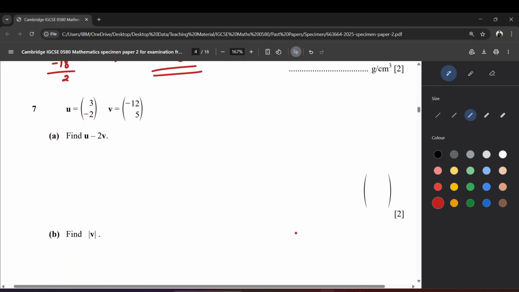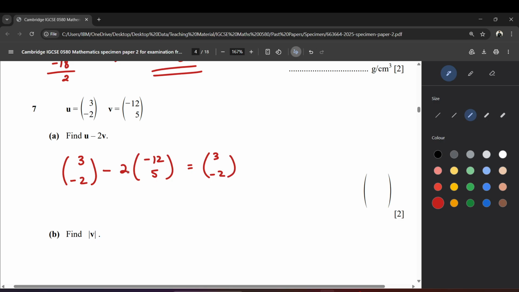All right. Question number 7. Find u minus 2v, where u is this column vector and v is this column vector. Okay, so let me write this down. 3, minus 2, minus 2 times minus 12, 5. So this will be 3, minus 2.